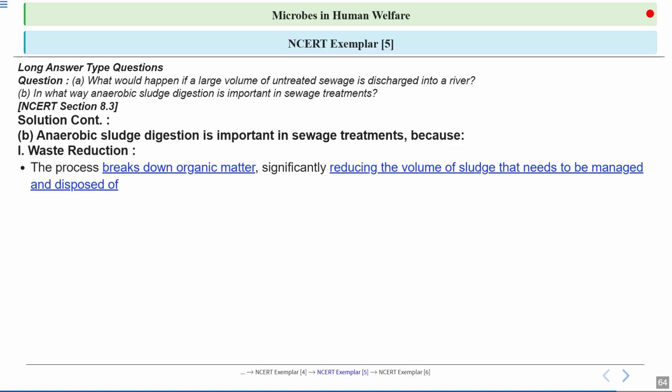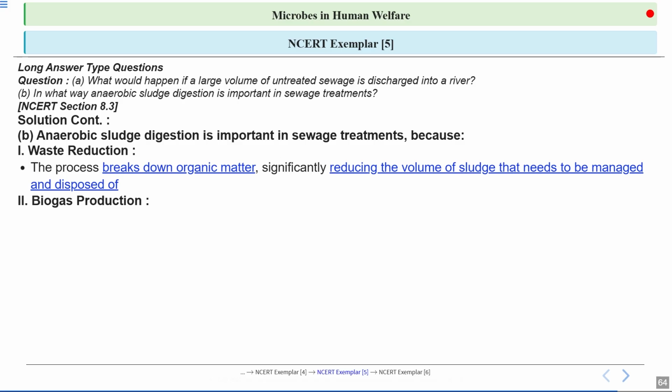Now the process breaks down organic matter in the sludge, significantly reducing the volume of sludge that needs to be managed and disposed of. Clear? So basically you are cleaning the water by breaking down the organic matter. Before disposing of it into rivers and oceans, you have to carry out this process, anaerobic sludge digestion.